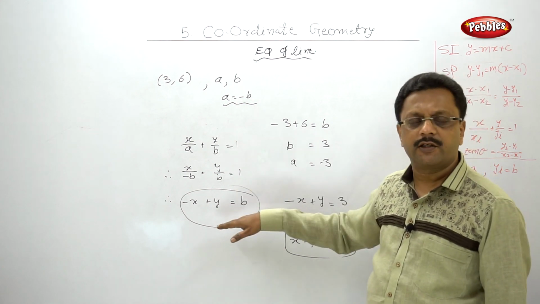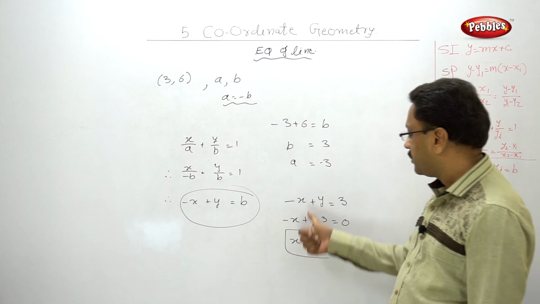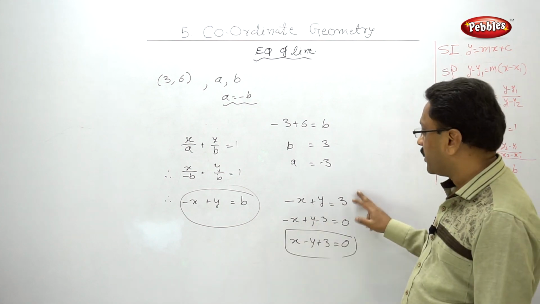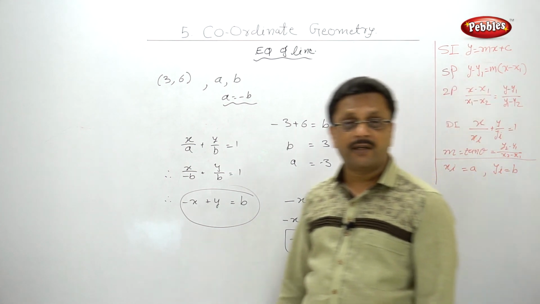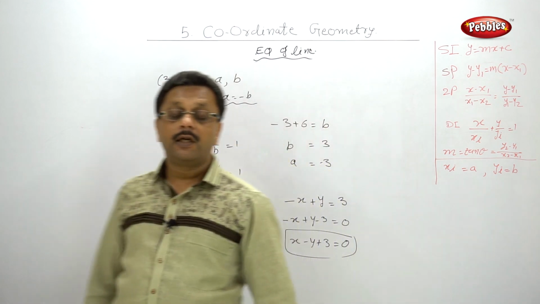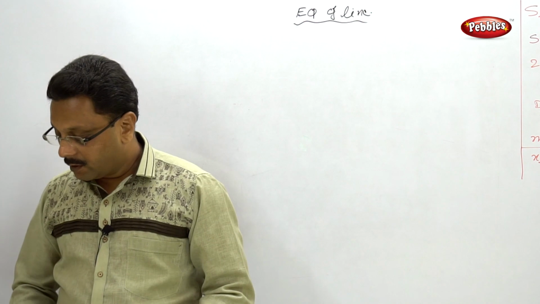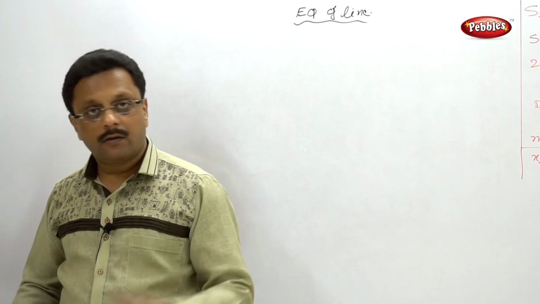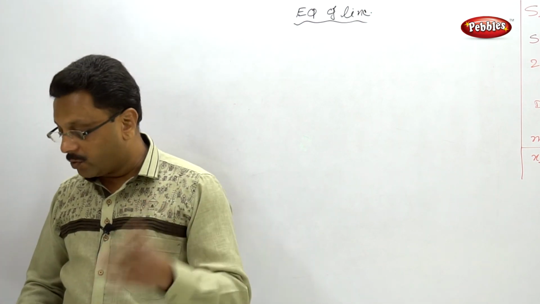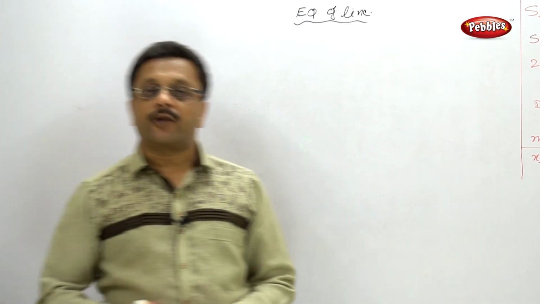Substitute in this equation itself and you will get the final equation somewhere like this, and you have to write the final equation in the form of a linear equation, the equation of a line. Example: P, Q and R coordinates are given. P, Q and R are the vertices of a triangle.